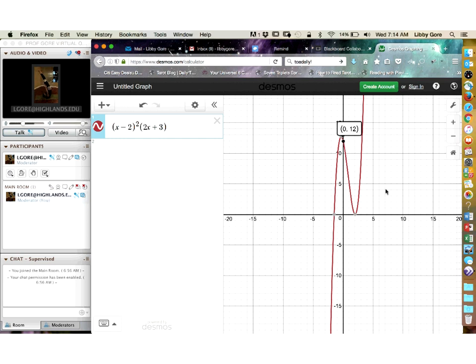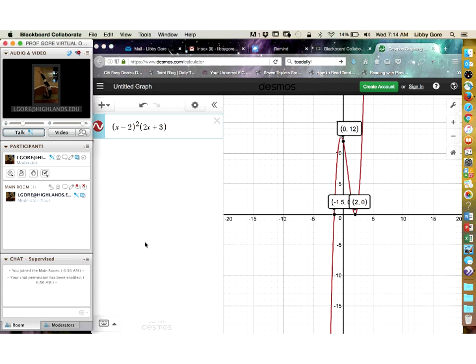Okay, so you can see my y-intercept right there is at (0, 12), which we found. I have an x-intercept at negative 1.5, which is negative 3 halves, that one. And I have an x-intercept at (2, 0). So we were correct.